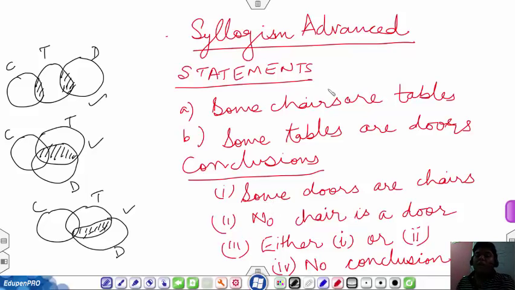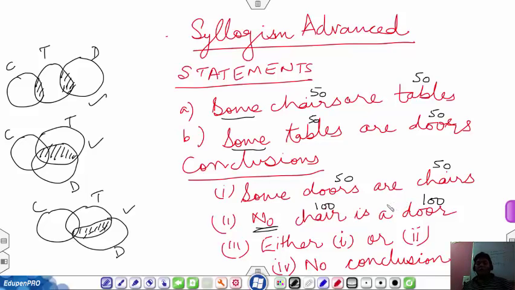Now let's put down the values as we learned in the last video. What do the values say? If we have a statement starting with some, I need to assign 50 and 50. Again second statement with some, so I need to assign 50 here also, 50 here also. The first conclusion, some doors are chairs, so 50 and 50. Second, now it's a statement starting with no. I hope you remember when a statement starts with no, I need to put up 100 and 100.